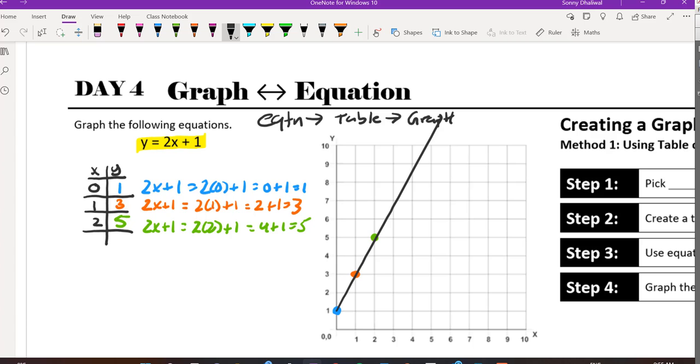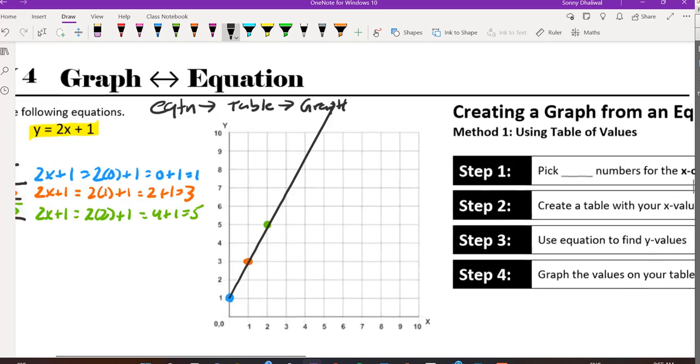Okay? So now we're going to go backwards. We're going to give you the picture of the graph, make a table, then do the equation. Okay? And we'll do that on the back side.